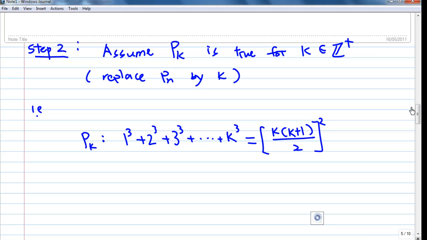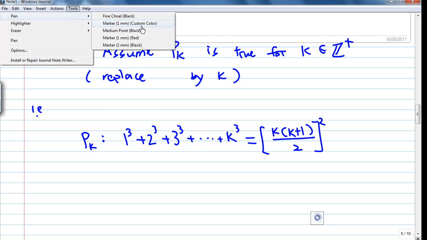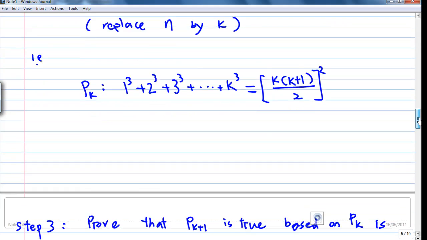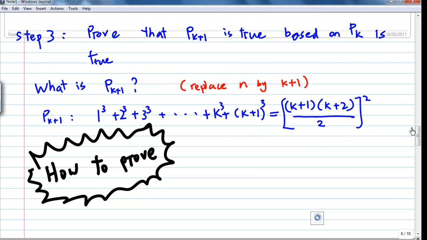So what does it mean by Pk? You replace n by k in Pn. Then you get the statement 1 cubed plus 2 cubed plus 3 cubed all the way to k cubed is equal to k times k plus 1 over 2, then squared. Step 3. Prove that P of k plus 1 is true based on Pk is true.